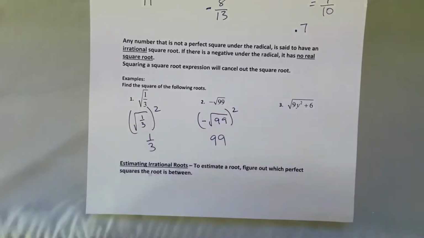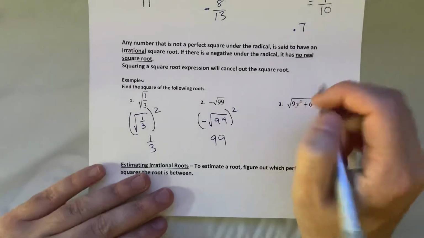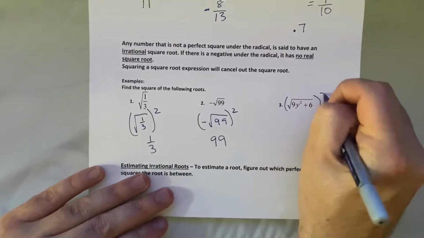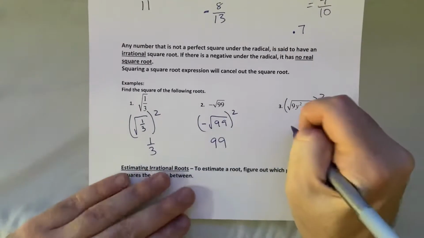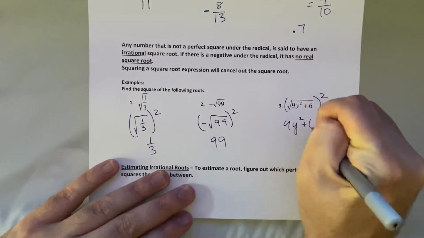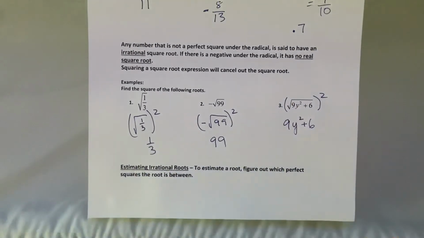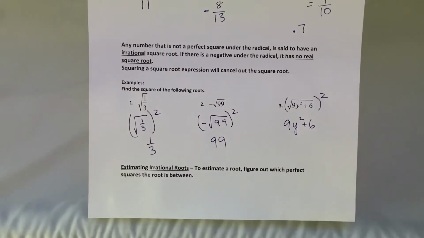Because the negative times negative is positive. Even the square root of this algebra thing, if I squared it, the square root and the square are inverse operations, they cancel. 9y squared plus 6. It's true that in order for them to be actual inverses, you have to deal with the domain a little bit, but they're just generally inverses.